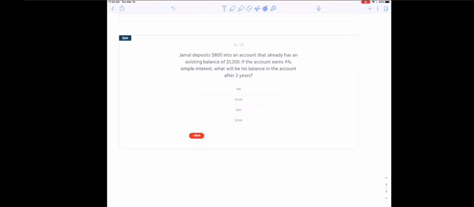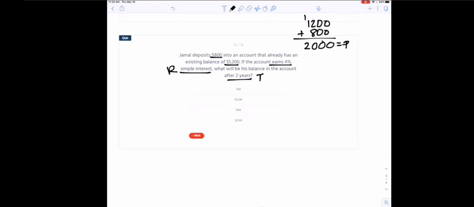Okay. So here, it makes us work a little bit for our principal because it says that there's 800 and 1,200. Okay, so we're going to add them up. 0, 0, 2 plus 8 is 10, 2,000. So our principal is $2,000. Our rate is 4% and our time is 2 years. So what are we looking for? Balance is balance, okay? So that means we have to find interest earned and then add it to the 2,000, okay? So let's put stuff in.